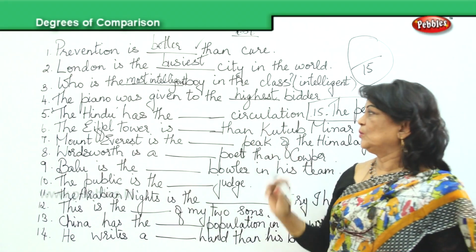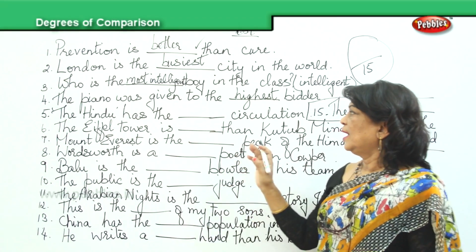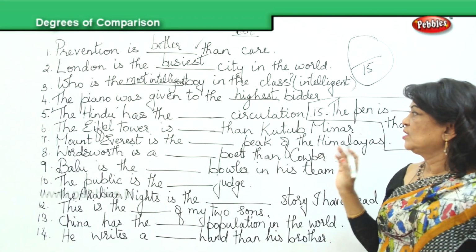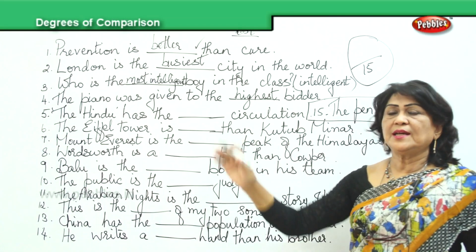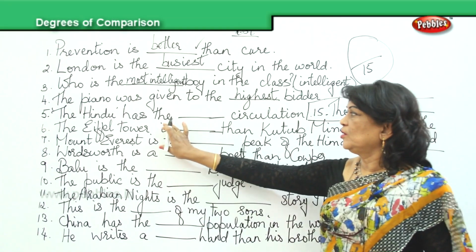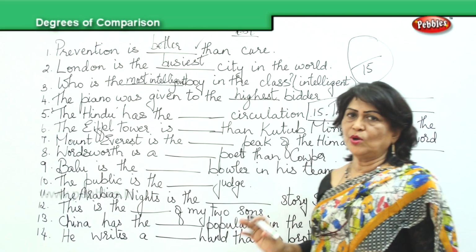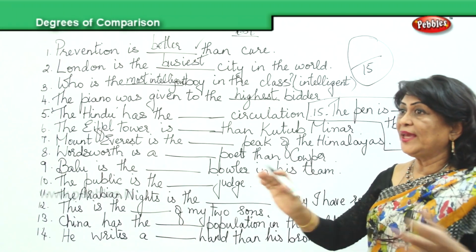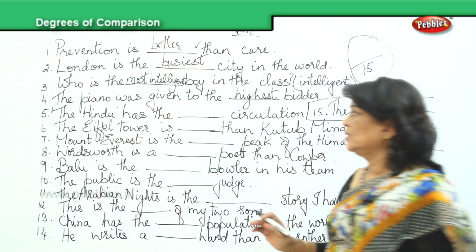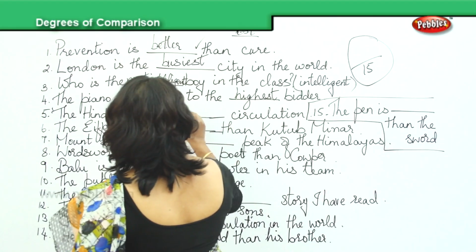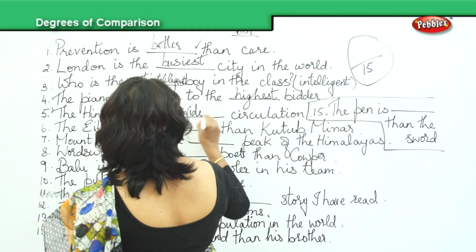The Hindu is a newspaper, has the dash circulation. Circulation, and here you are going to use the. So it is superlative degree, and what word would you use? Wide circulation. So the widest circulation.